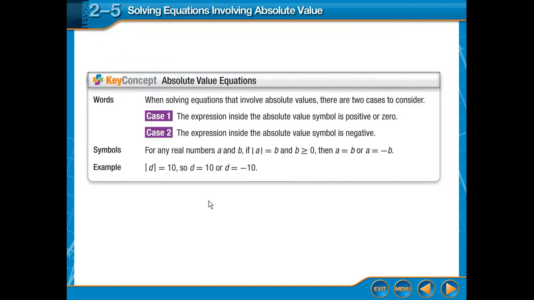When you're solving equations involving absolute value, there are two cases to consider. Case 1, the expression inside the absolute value symbol is positive or 0, or case 2, the expression inside the absolute value symbol is negative. For any real numbers a and b, if the absolute value of a equals b and b is greater than or equal to 0, then a equals b or a equals negative b. For example, if I have the absolute value of d equals 10, d is either 10 or negative 10. That's like what I did before with x and negative 5.